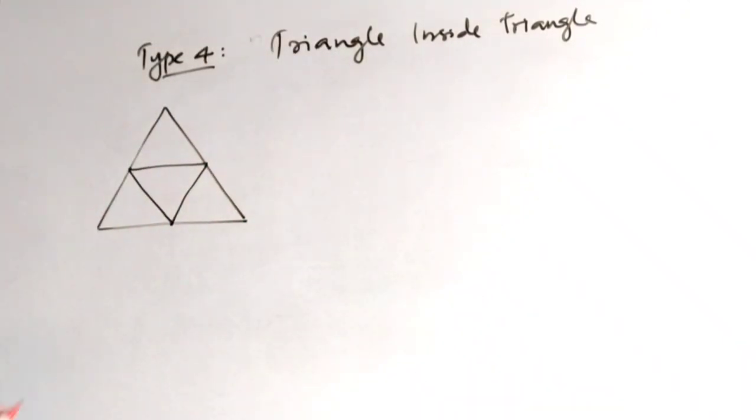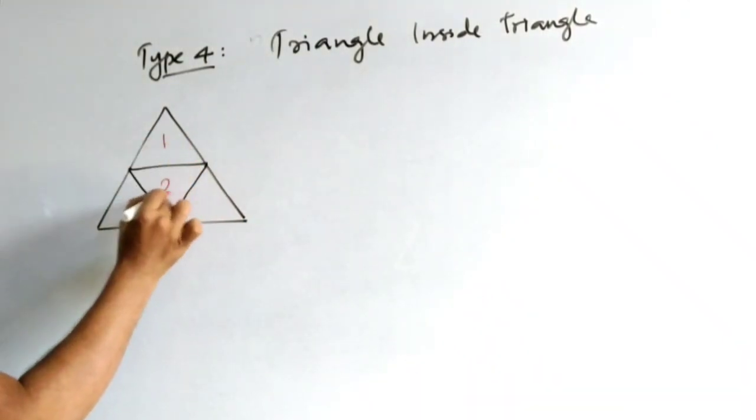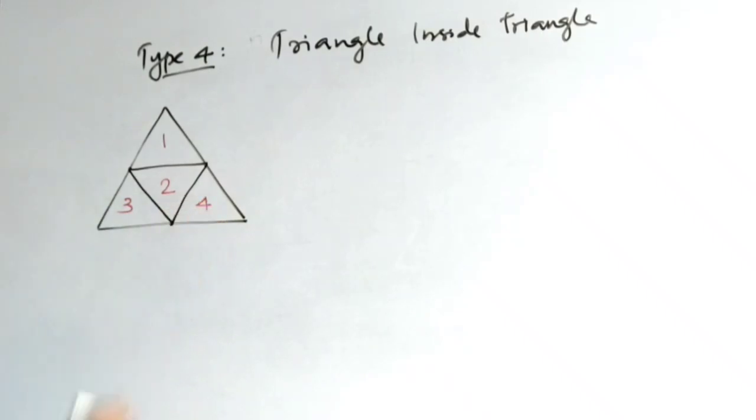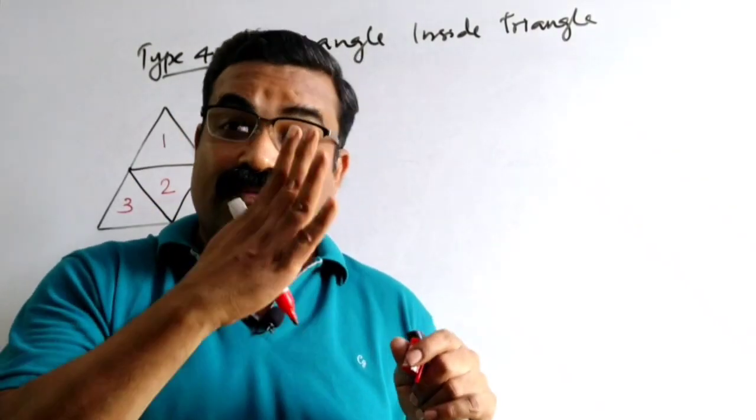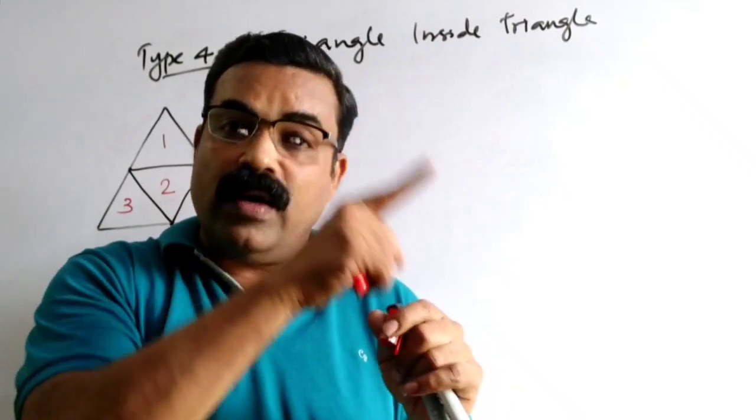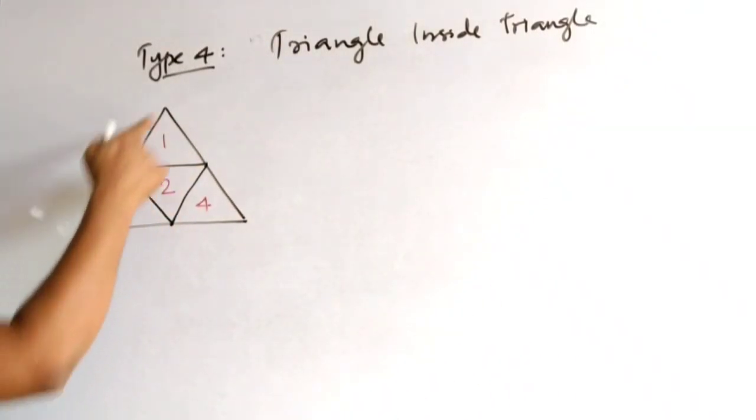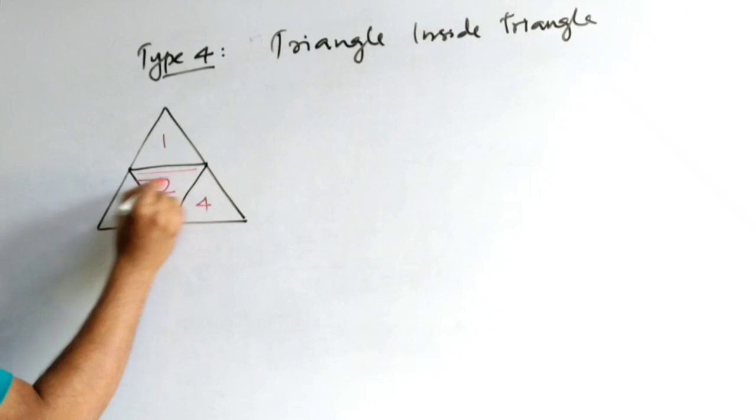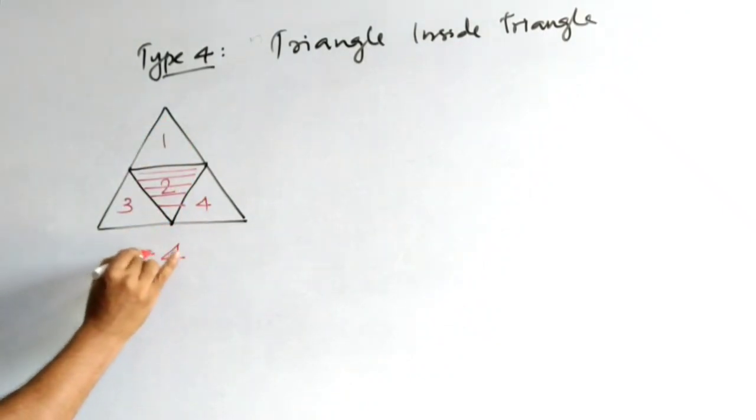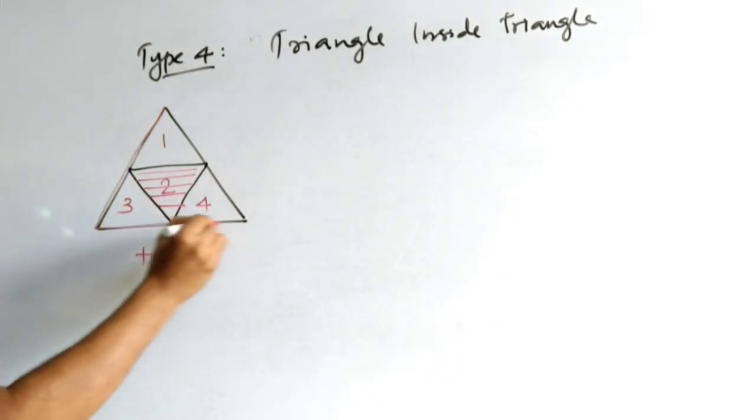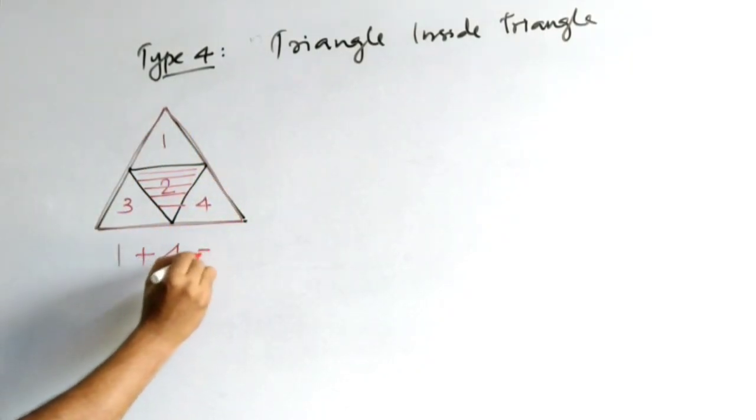See, if you count it, here you have 1, here you have 2, here you have 3, here you have 4, and the whole triangle, the bigger triangle will be 1. So total you have 5. So now you can see, if you draw a triangle inside another triangle, 4 triangles are made plus one bigger triangle. So total it becomes 5.